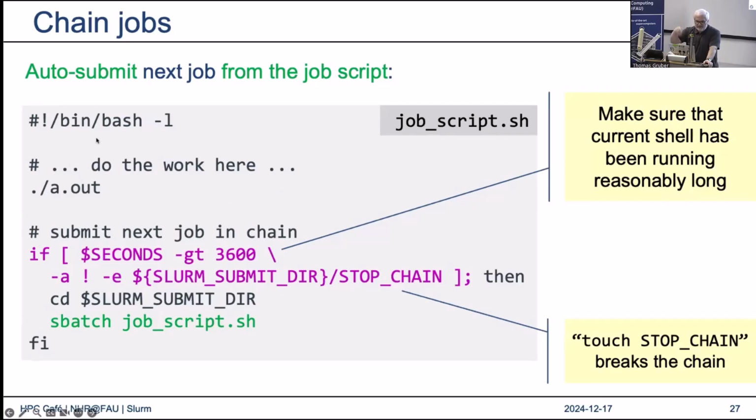I've omitted all the headers and the stuff. So you do your job, you do your work here, a.out. And then you want to submit the next job in the chain because it depends on the output of the current job. How do you do that?